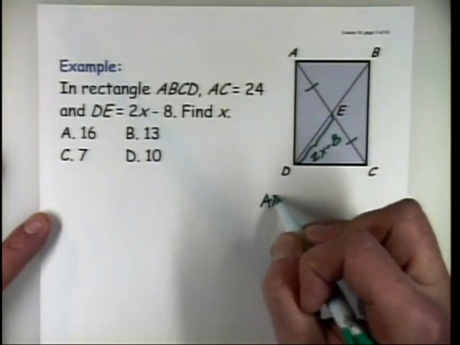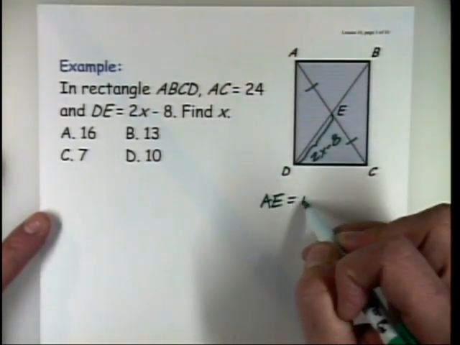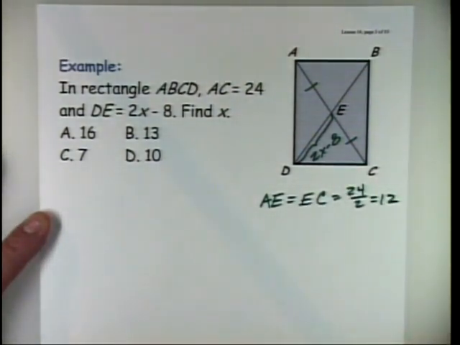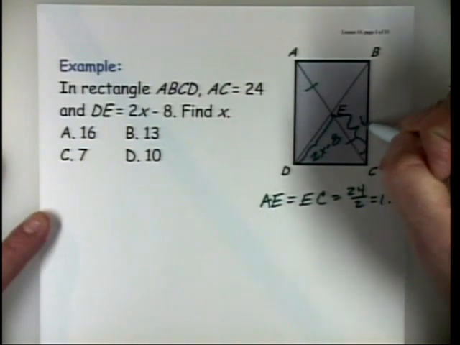So we know that the measure of segment AE is equal to the measure of segment EC, which is going to be half of 24, or 12 units. Okay, so we know that this is 12.